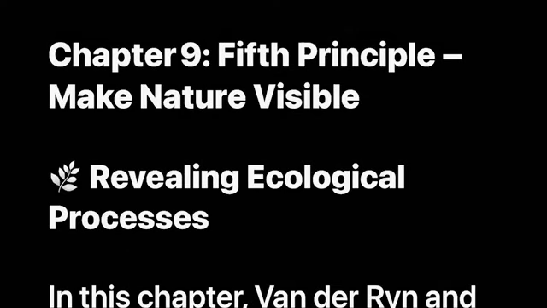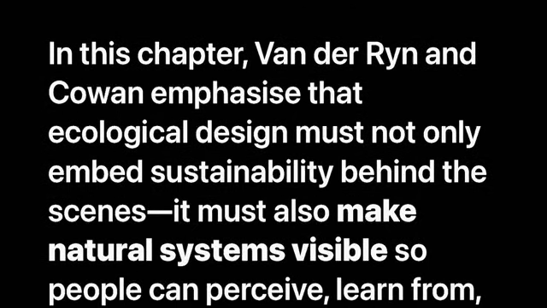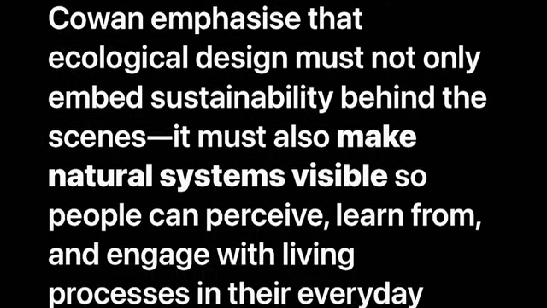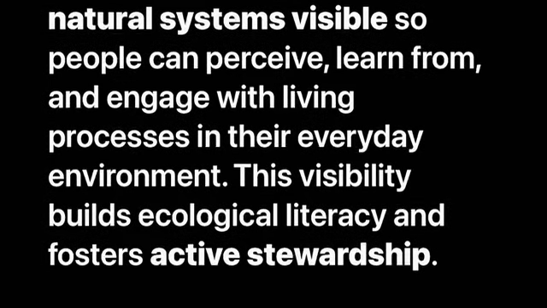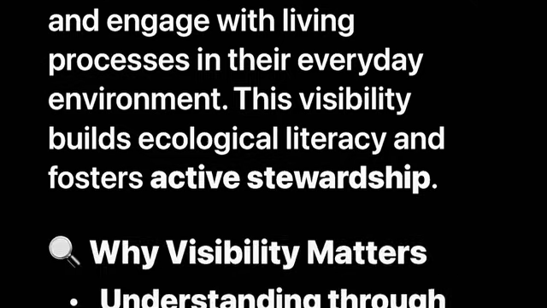Chapter 9, Fifth Principle, Make Nature Visible. Revealing ecological processes. In this chapter, Vanderin and Cowan emphasize that ecological design must not only embed sustainability behind the scenes, it must also make natural systems visible, so people can perceive, learn from, and engage with living processes in their everyday environment. This visibility builds ecological literacy and fosters active stewardship.